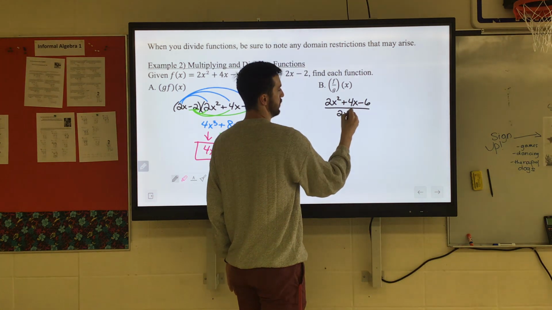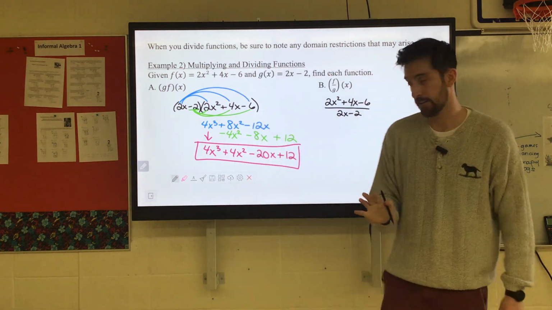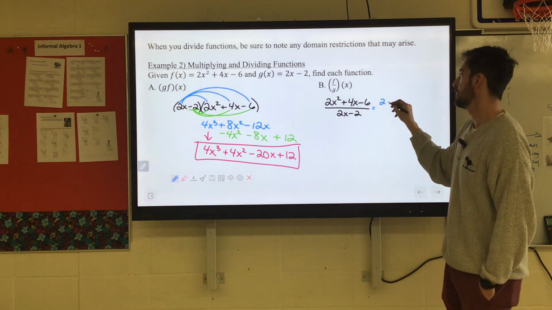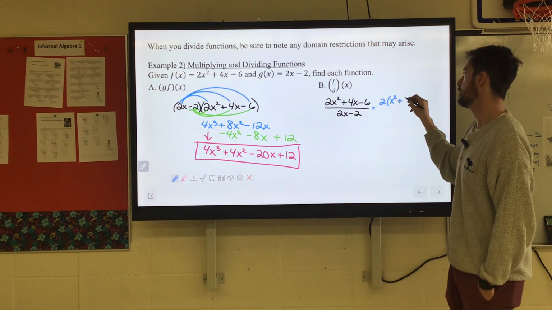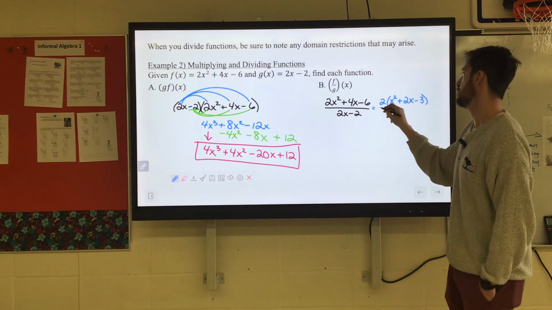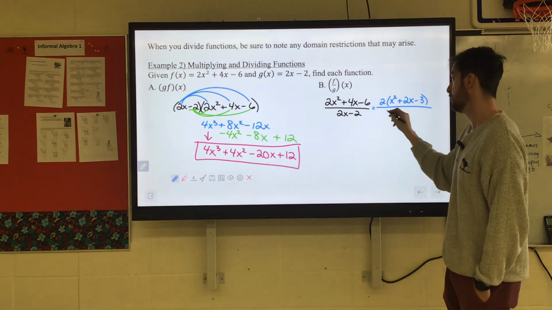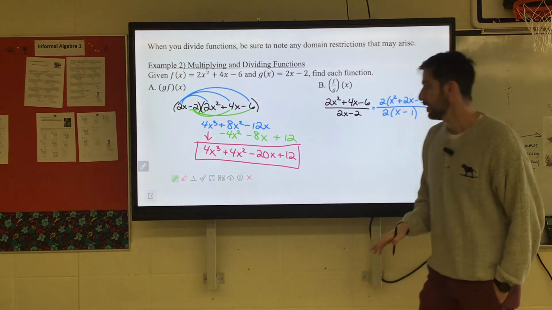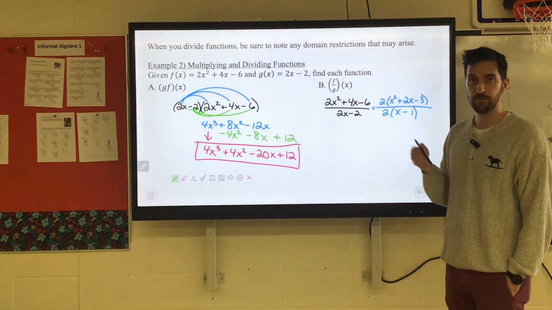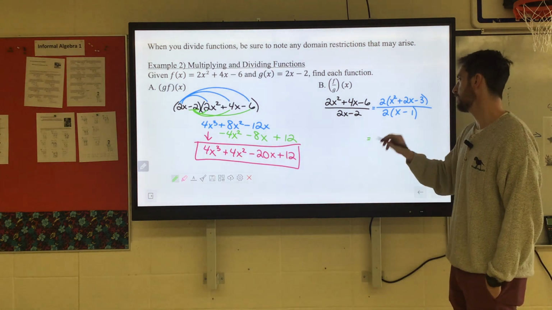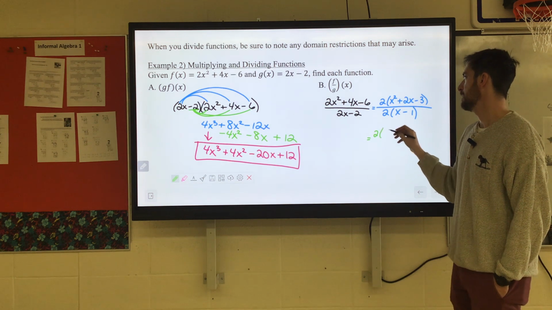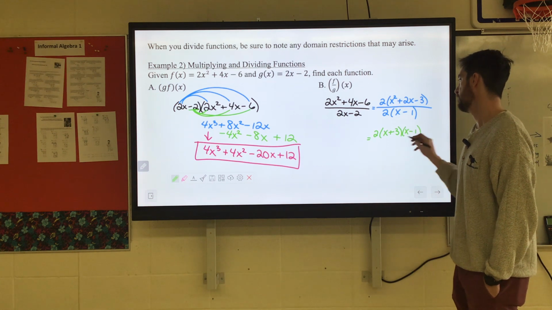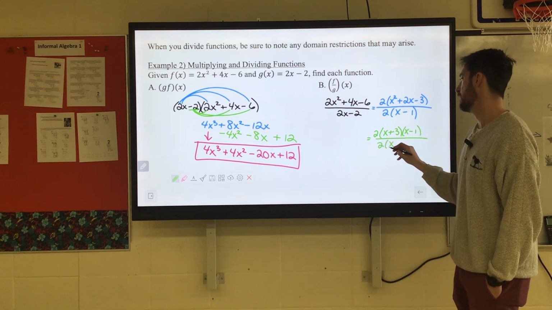over 2x minus 2. Now you want to make sure everything's factored. So I notice in the numerator that they have a common factor of 2. So that would leave us with x squared plus 2x minus 3. I notice the denominator also has a common factor of 2, which leaves us with x minus 1. Now that numerator can be factored more. Factors of 3 that are 2 apart would be 3 and 1. So here it is completely factored, and then we'll start canceling stuff out. The numerator will have 2 times x plus 3 times x minus 1. Denominator will have 2 times x minus 1.